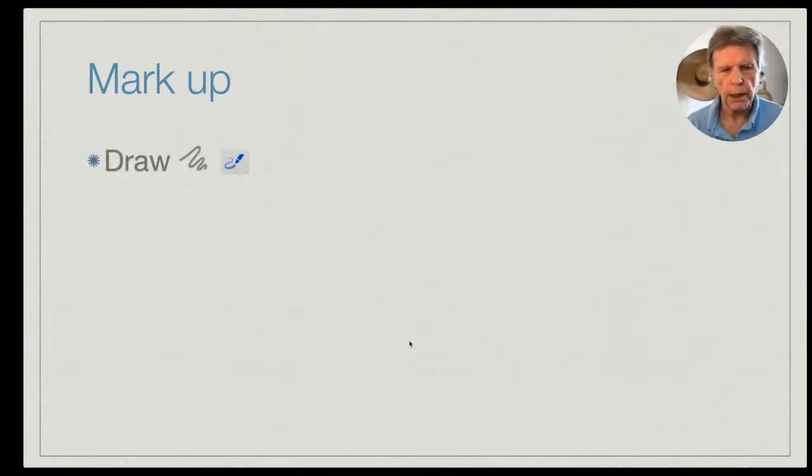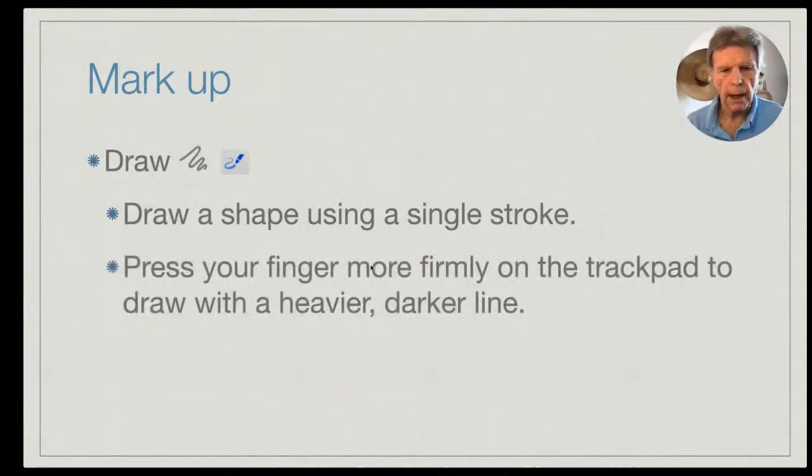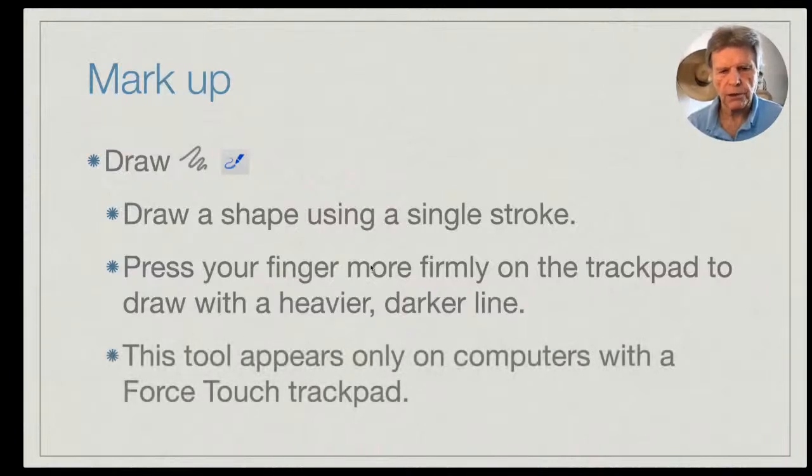You have several different icons, and you can see on the one here in blue that it shows a thickness, so you can change the thickness on that. Again, you would draw the shape using a single stroke and connect the beginning with the end to complete the shape. You can press your finger more firmly to draw a heavier, darker line, that is if you have a Force Touch trackpad, which comes on most late model MacBooks, or you can also have an external trackpad, of course.